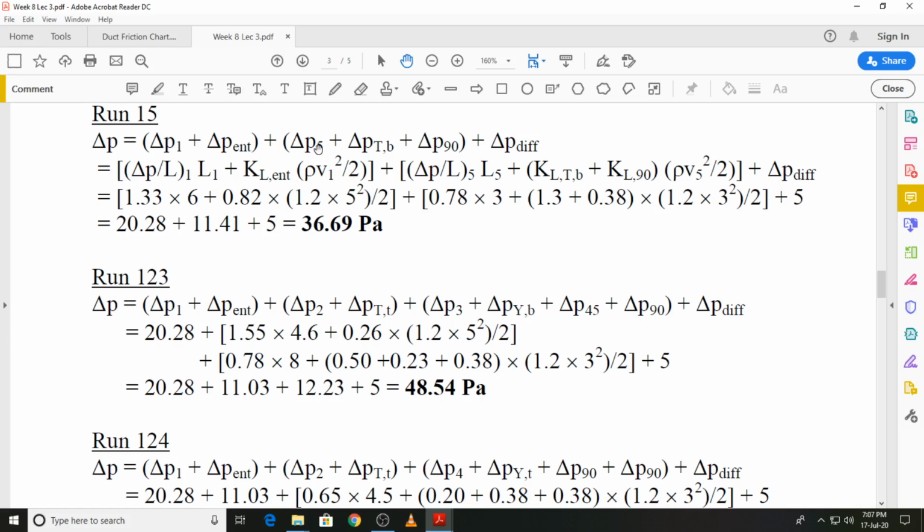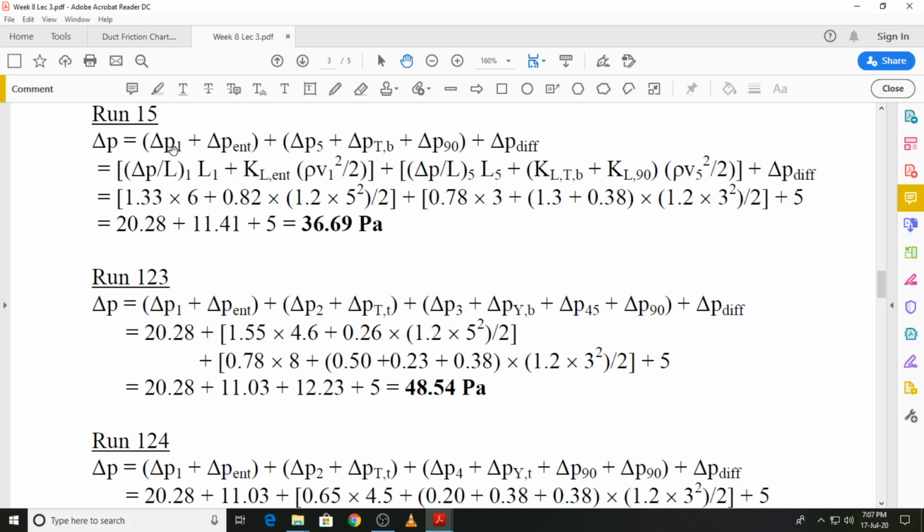Remember, now there were 2 sources of dynamic losses. One was when we went through the T into the branch, so that comes in first, and then we had a 90-degree elbow, and that is also shown, and finally the pressure drop at the outlet or the diffuser, that is delta P with a subscript DIFF for diffuser.